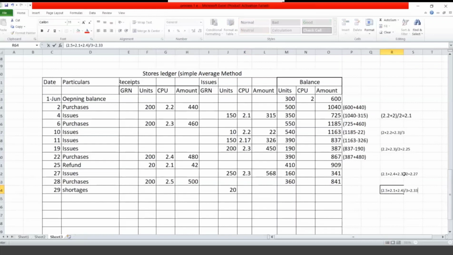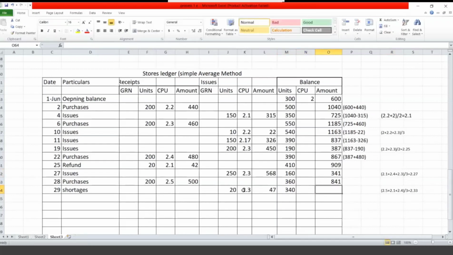Here also it was 3. I'm sorry, it was 3 only. This is 3 and this one 2. We are doing average, right? So 3 numbers we have taken, so you have to divide by 3. 2.33. How much will you get? 47. Now the balance is 340 units, because 360 minus 20.